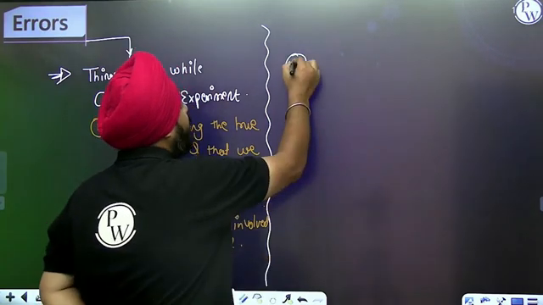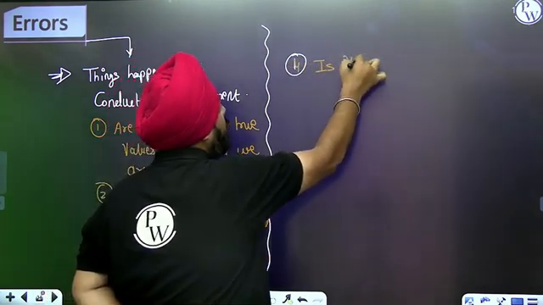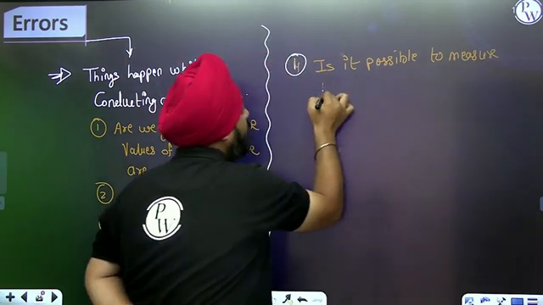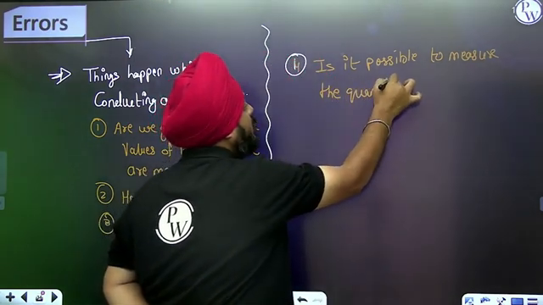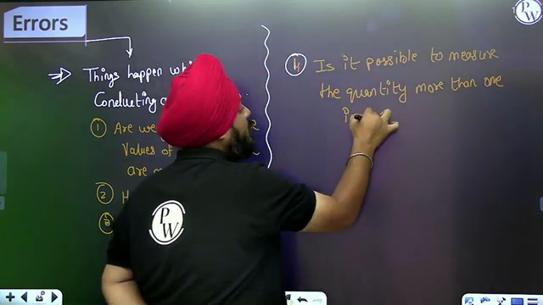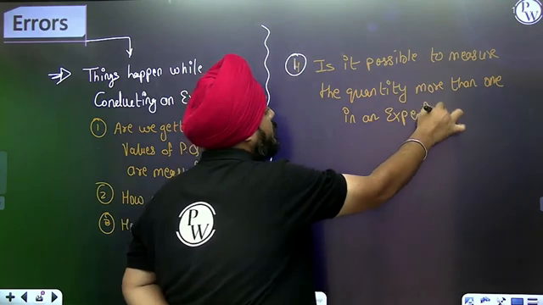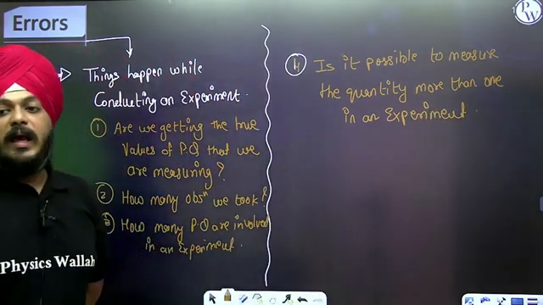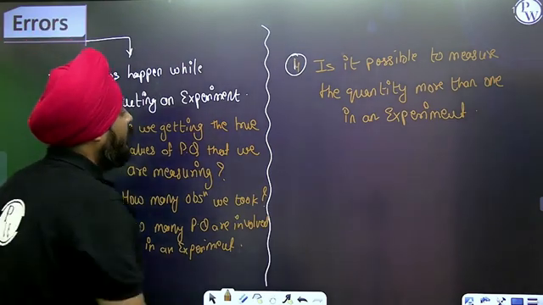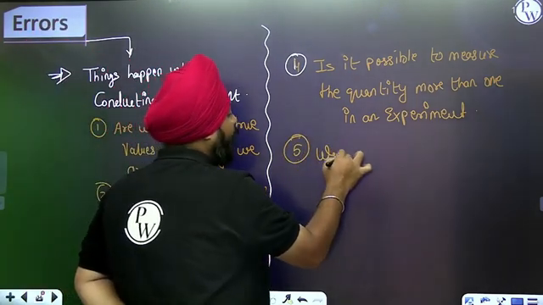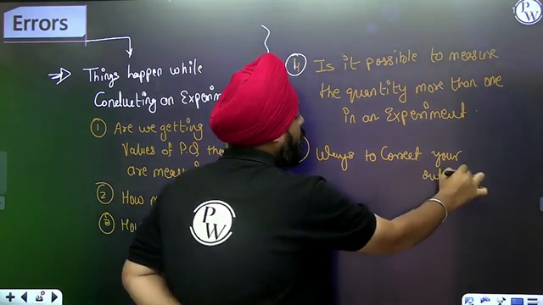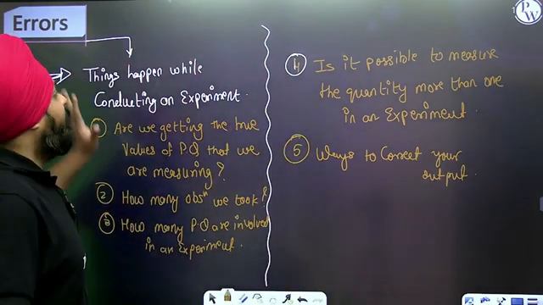Another question: is it possible to measure the quantity more than once? Are we measuring a physical quantity only once in an experiment? Ways to correct your output. This will define the error.